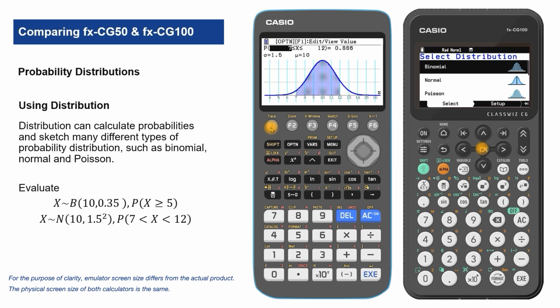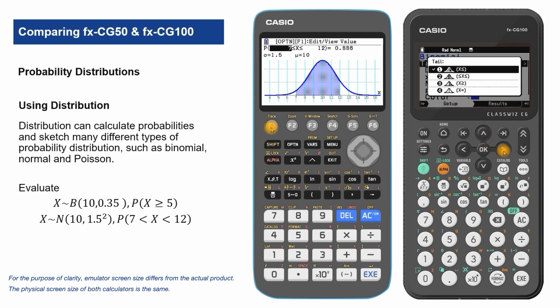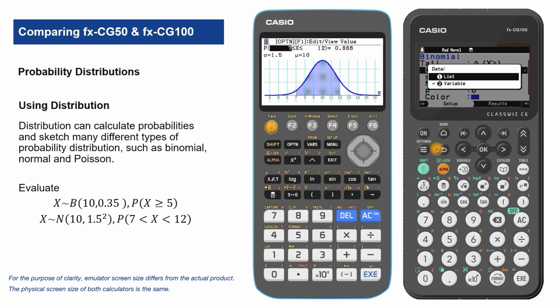When using the fx-CG100, the procedure is very similar but with some improvements. The binomial parameter input screen now allows regions to be selected by scrolling. And either variables or a list can be used for x values, meaning a list of probabilities can be calculated and stored, but will not be drawn.